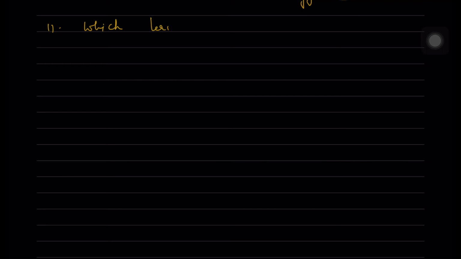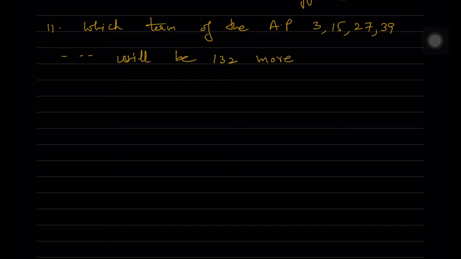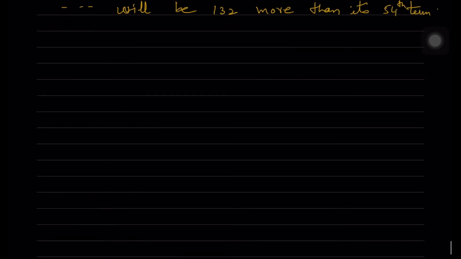Next, going into the 11th problem, which term of the AP 3, 15, 27, 39 and so on will be 132 more than its 54th term. So this is the question given to us. So how do we find out the solution for this?